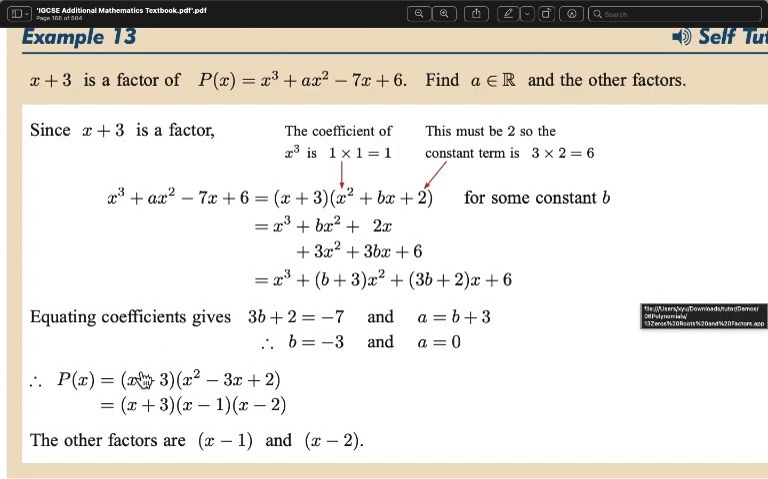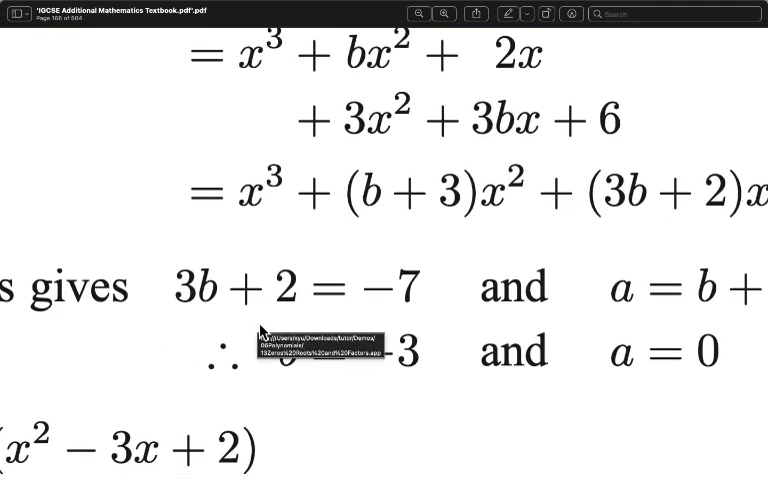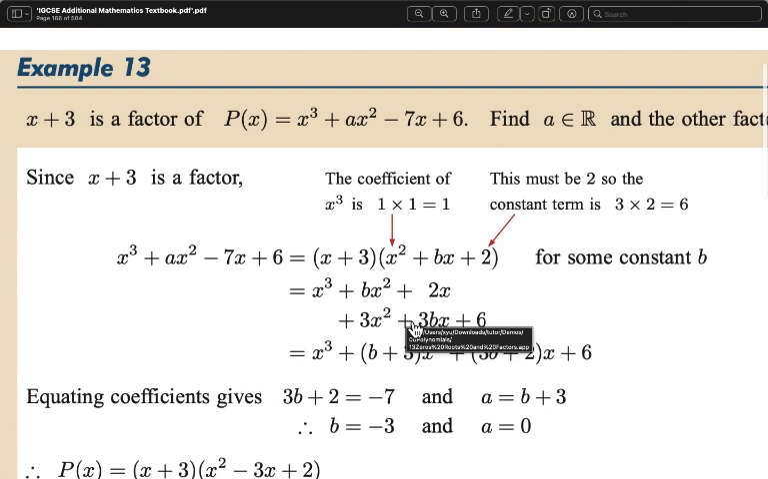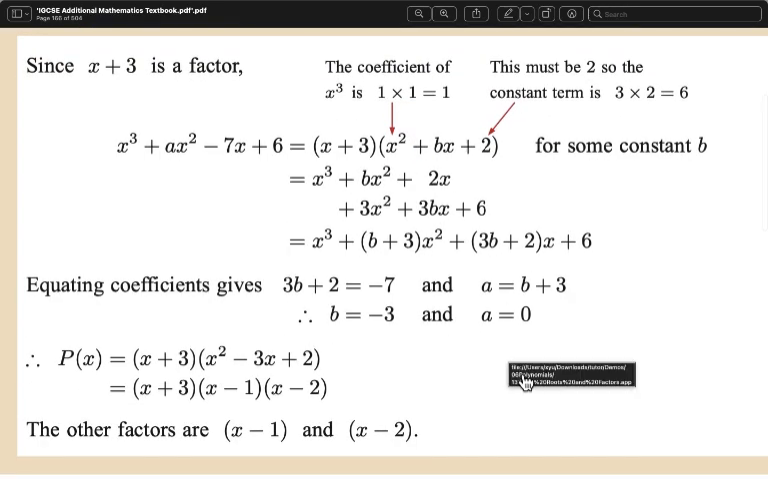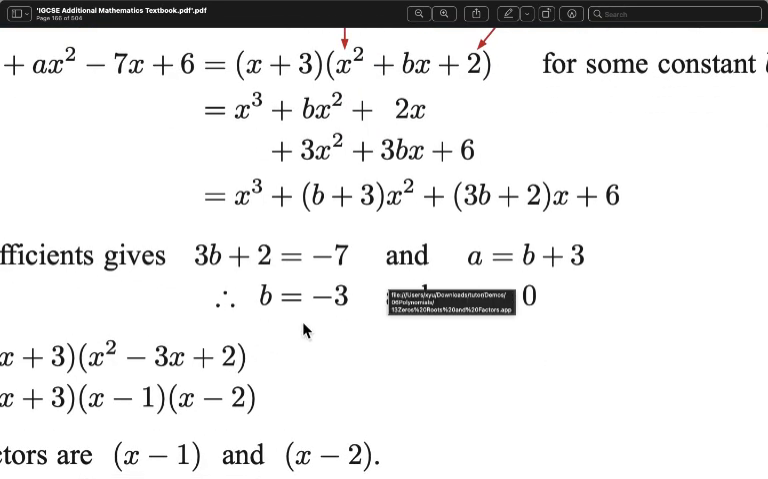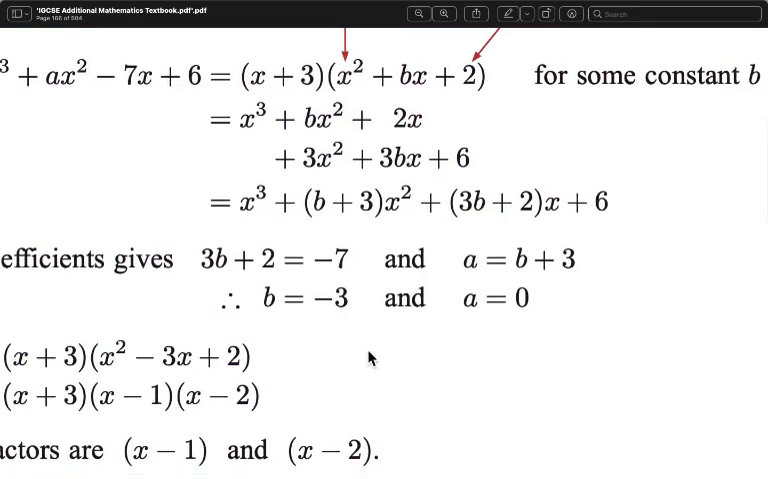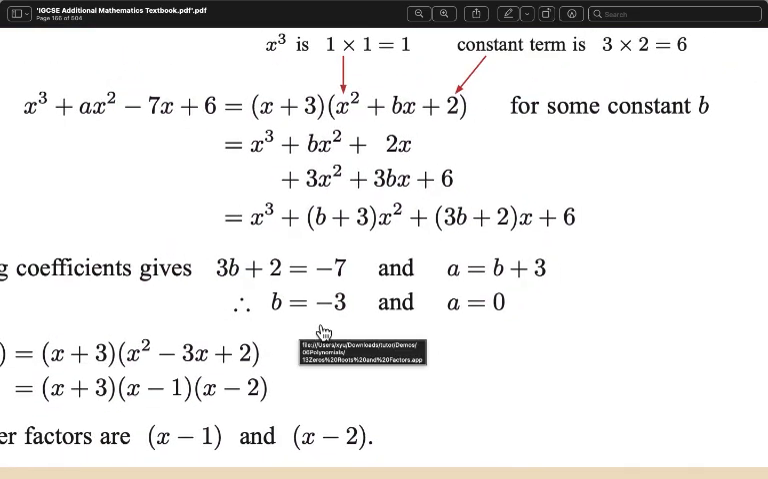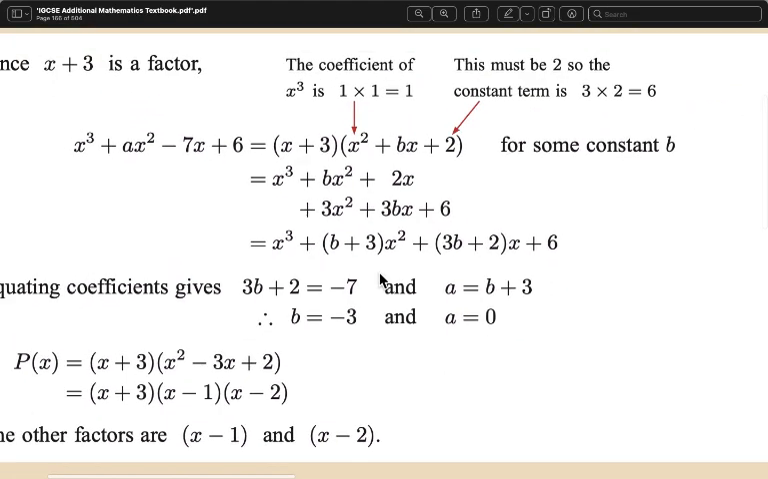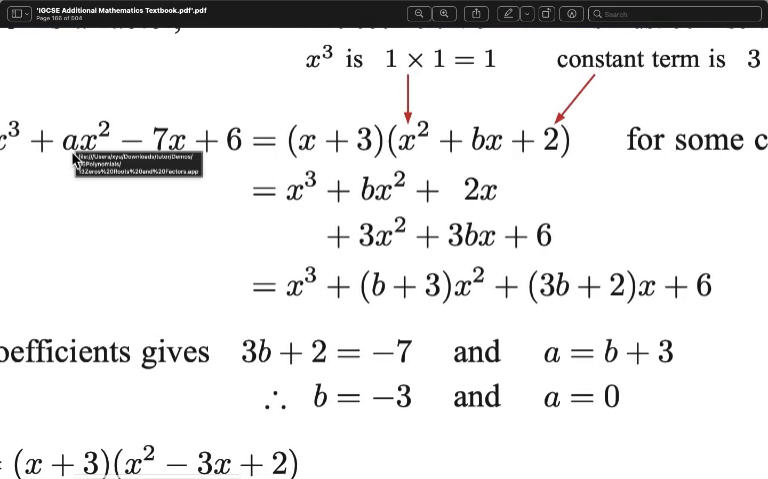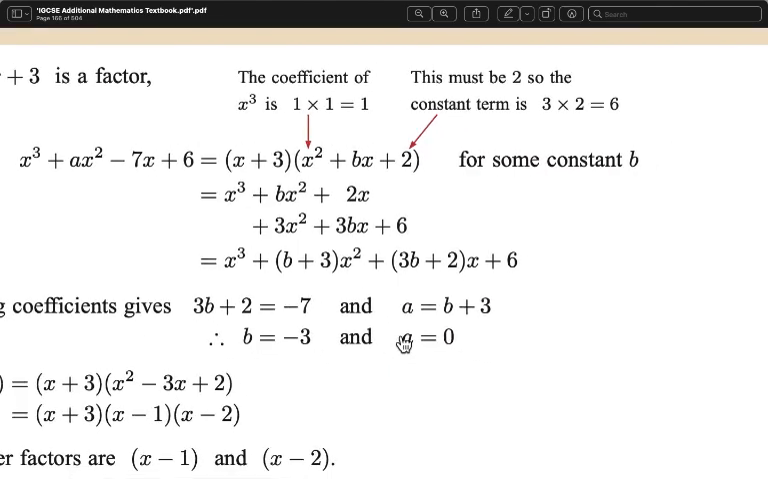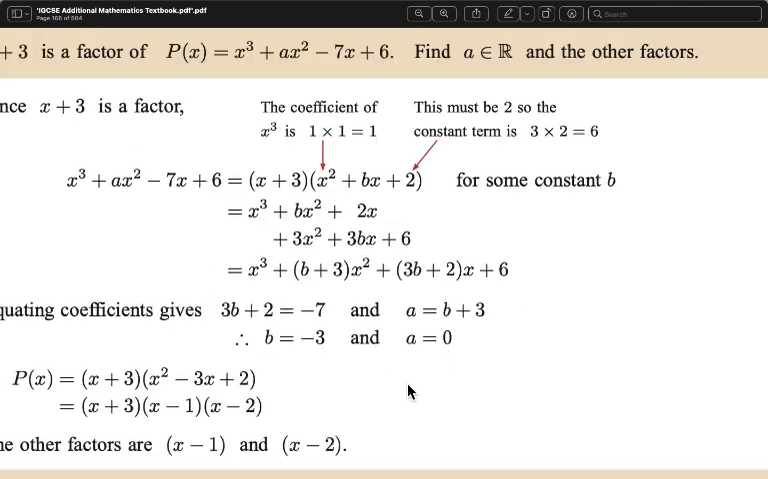And here it goes for an equation: 3b plus 2 equals minus 7, as the question gives the coefficient in front of x as minus 7. So in this case, b is minus 3. At the same time, as there is also a 3x squared to constitute the coefficient of a in front of x squared in the original equation, a equals b plus 3, and a will be 0.